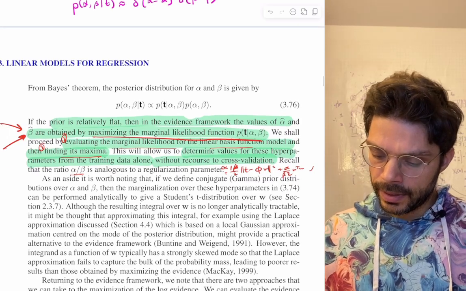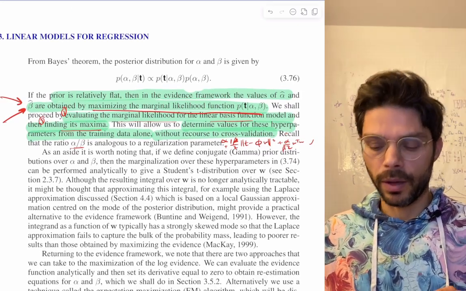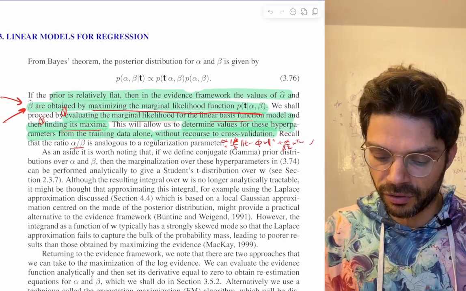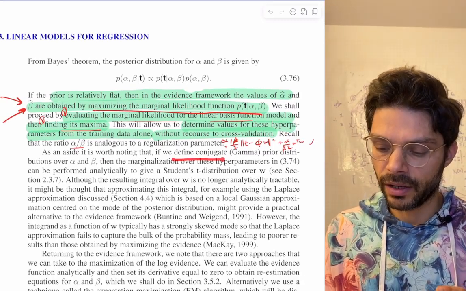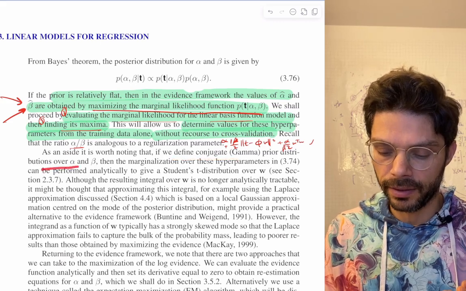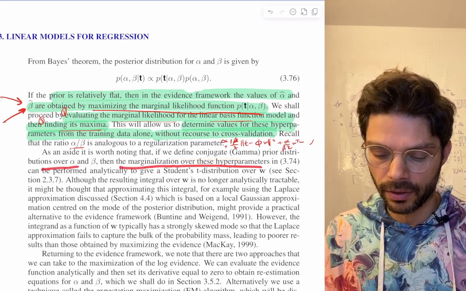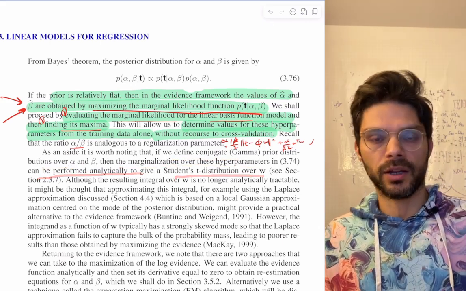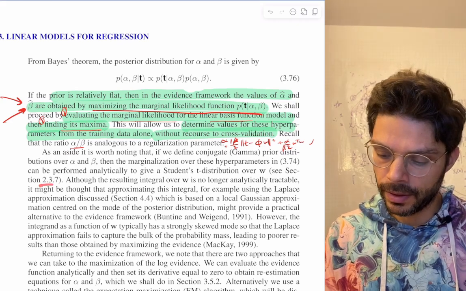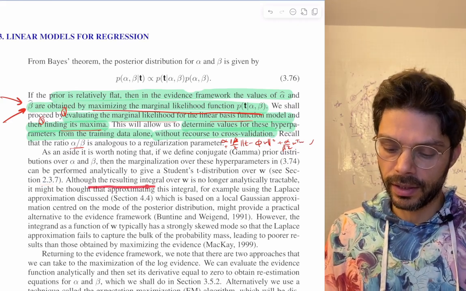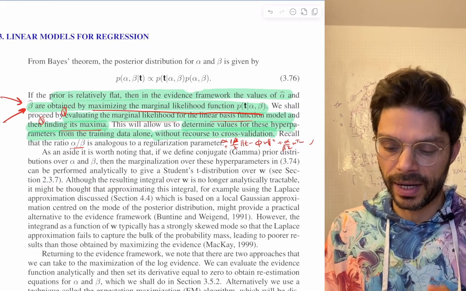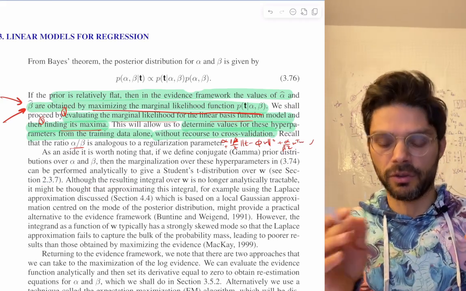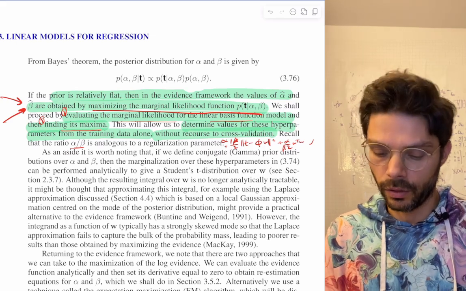Okay, now a couple of asides about why to do things this way. As an aside, it's worth noting that if you define conjugate priors over alpha and beta, then the marginalization over these hyperparameters can be performed analytically to give a Student's t-distribution. And we already did this back in section 2.37. The resulting integral over W is still, we're going to have some t-distribution hanging out, which is going to be hard to deal with.